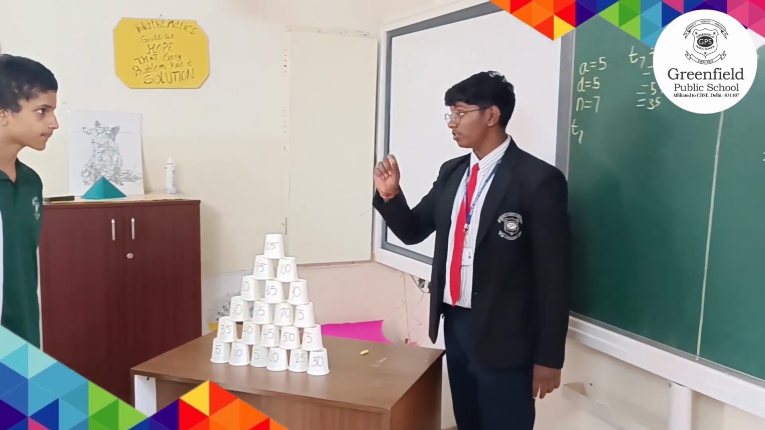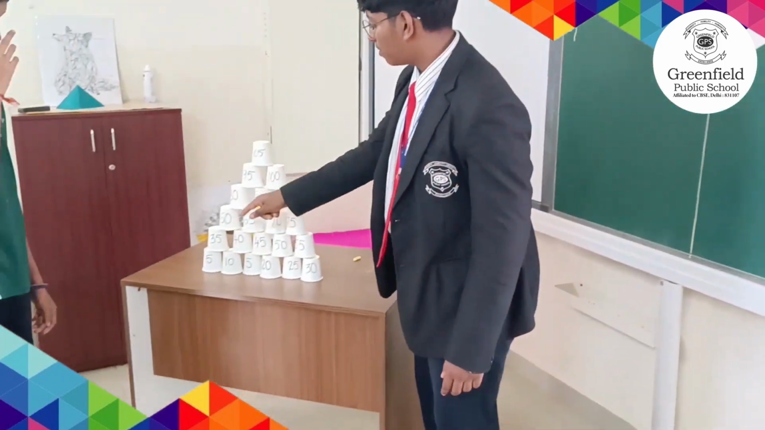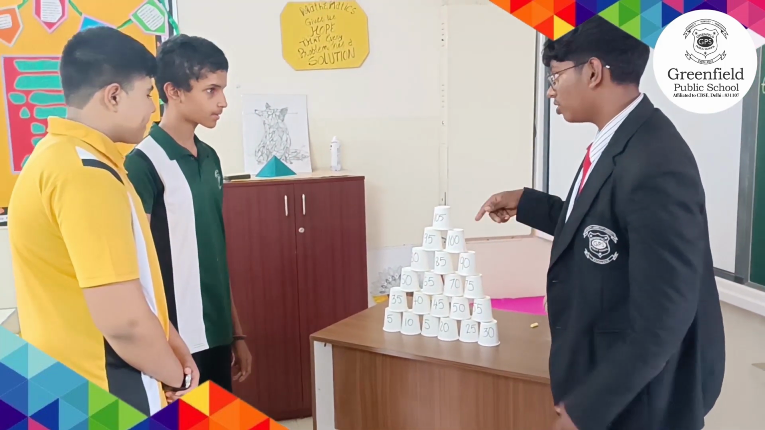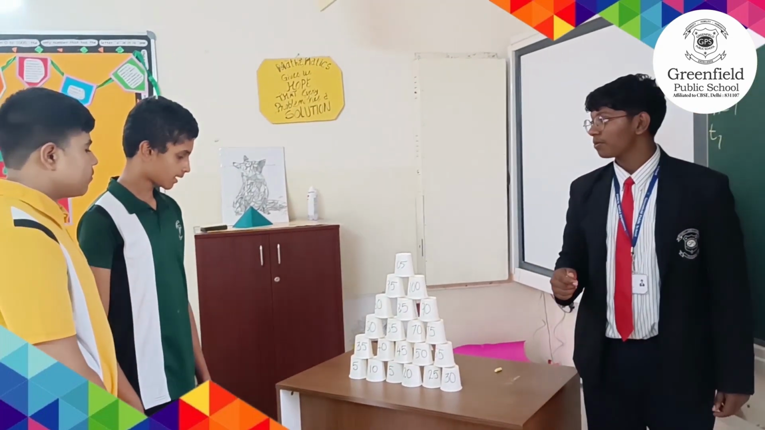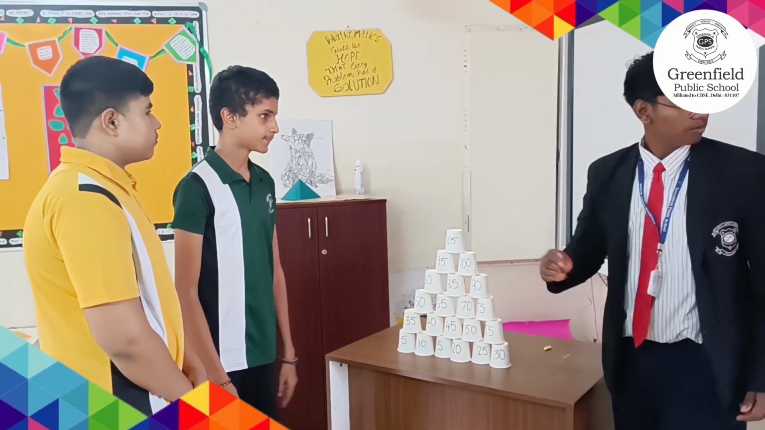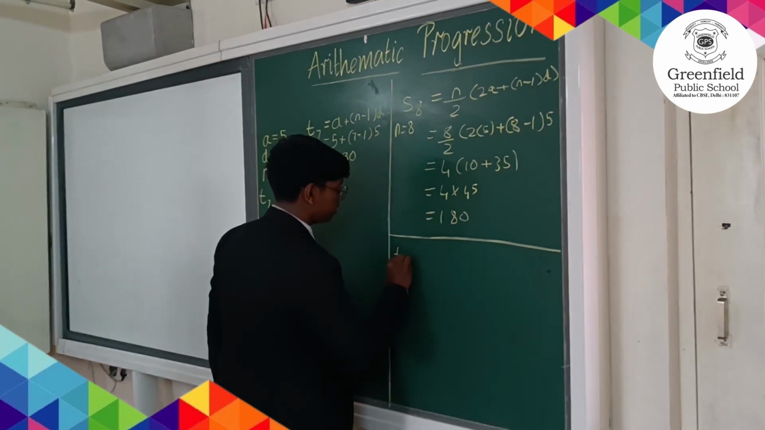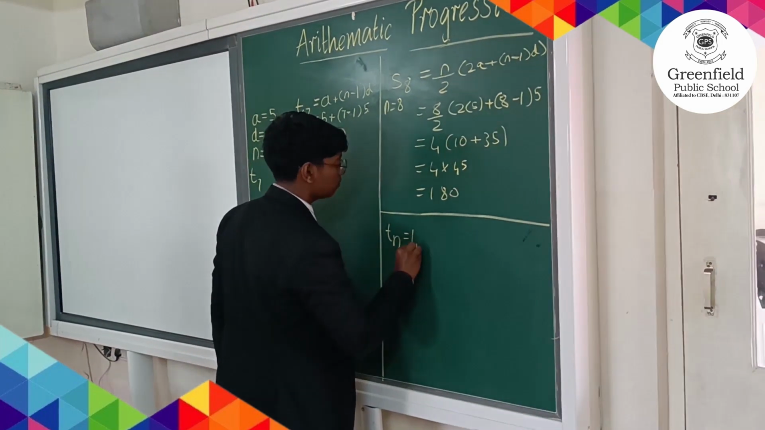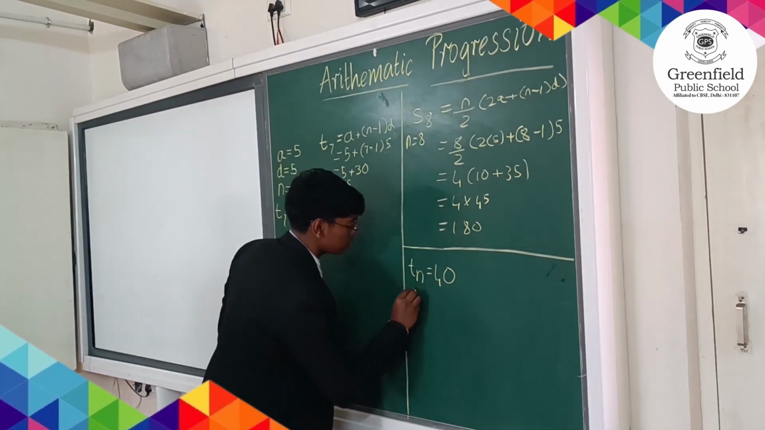Yes. There is also another way to find the sum of the cups. If you know the first cup and the last cup to which you want to find the sum, can you tell me which cup you want to find the sum for now? The same, 8 cups. What is the value of the 8th cup? 40. So now we have the nth term is equal to 40. We use a different formula for this one.